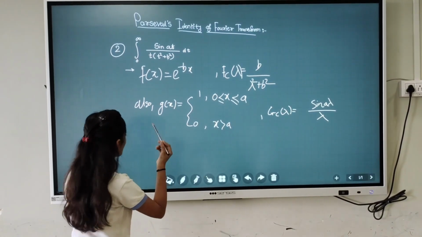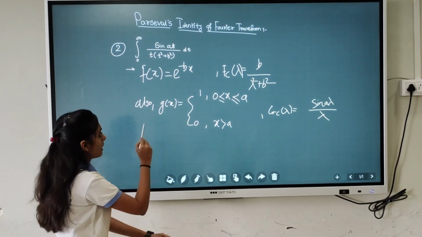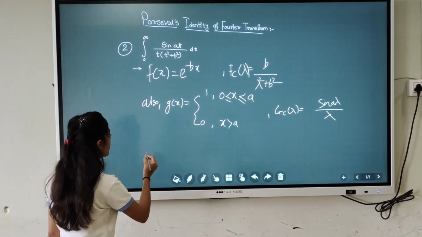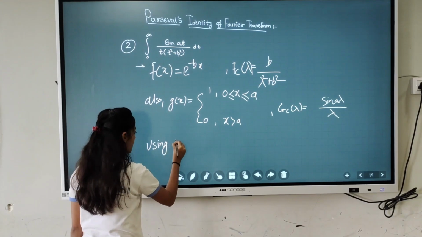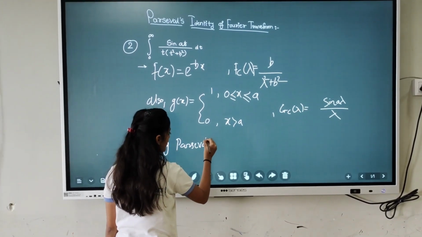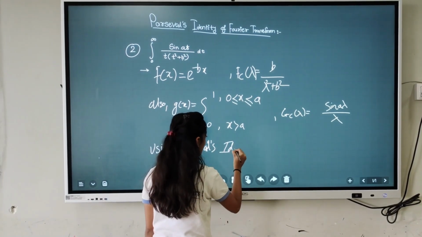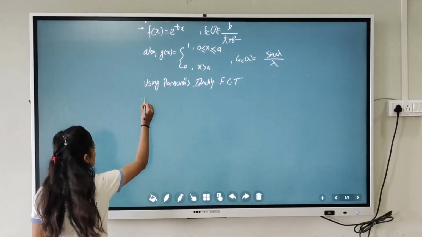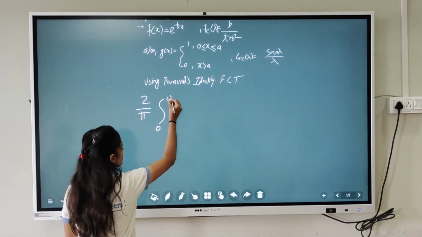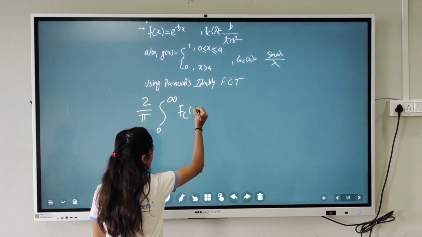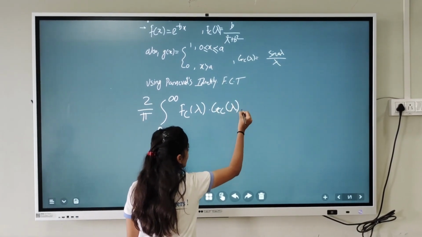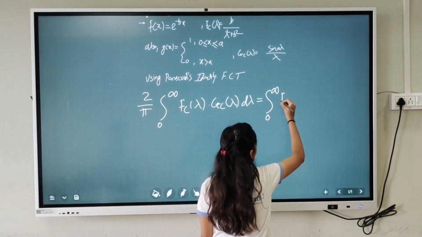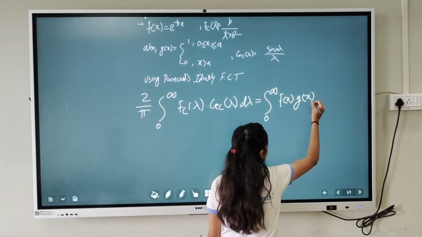So we solve this example by putting the values of all these in the Fourier cosine transform formula. So using Parseval's identity of Fourier cosine transform, the formula is 2 upon pi integral from 0 to infinity of fc of lambda into gc of lambda with respect to d lambda, and it is equal to the integral from 0 to infinity of f of x into g of x with respect to dx.